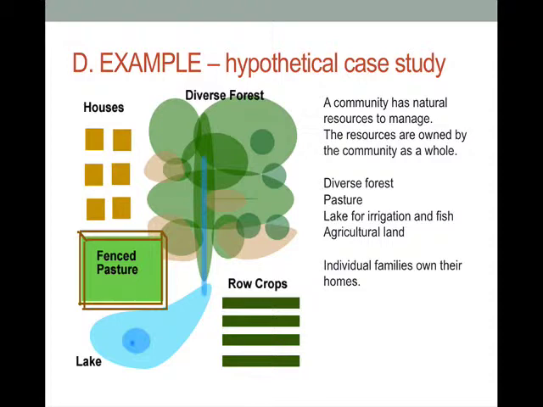So they have this whole set of facilities and assets. The homes are owned by the individuals, but somehow the overall community owns this whole set of natural resources. So you could think maybe it's like an island where all of the natural resources are owned by the government and have to be managed.